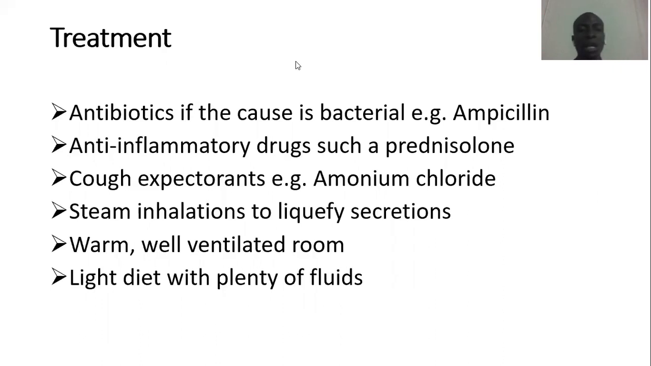Treatment of bronchitis. We give antibiotics if it's caused by bacteria, such as ampicillin. We also give anti-inflammatory drugs to reduce the inflammation, so we give prednisolone. We also give cough expectorants such as ammonium chloride. To stimulate liquid secretion, we can allow the patient to inhale steam. A warm and well-ventilated room is important to prevent coughing, because cold air irritates the airways. Give plenty of fluids because of fluid loss.